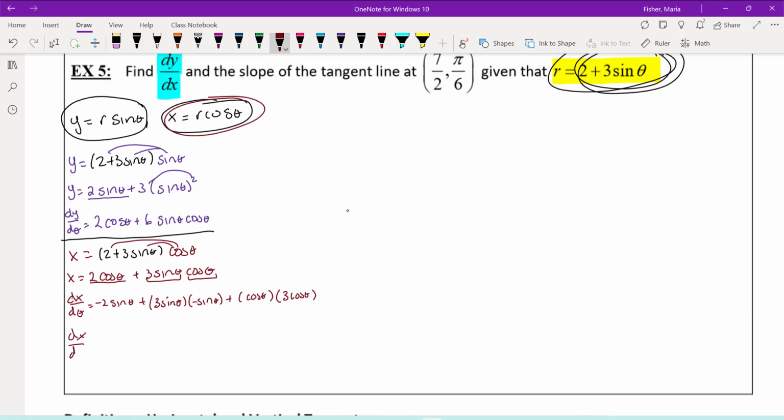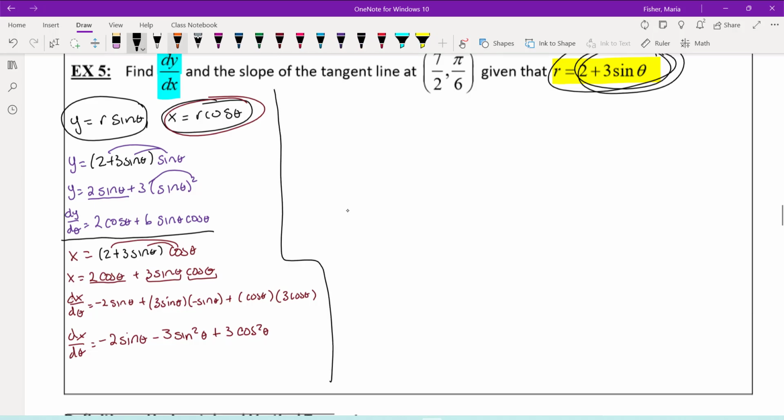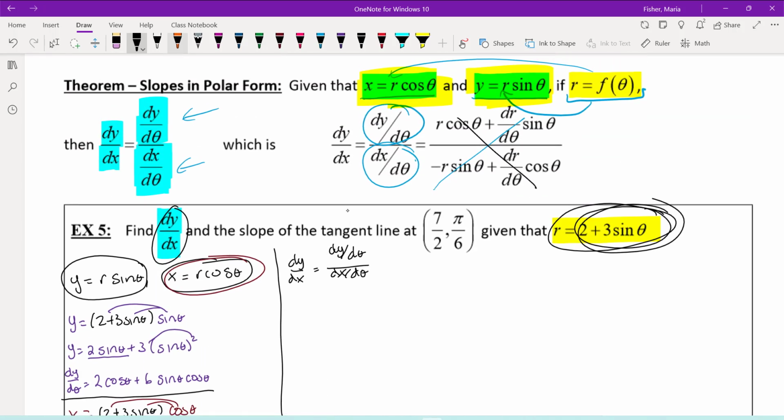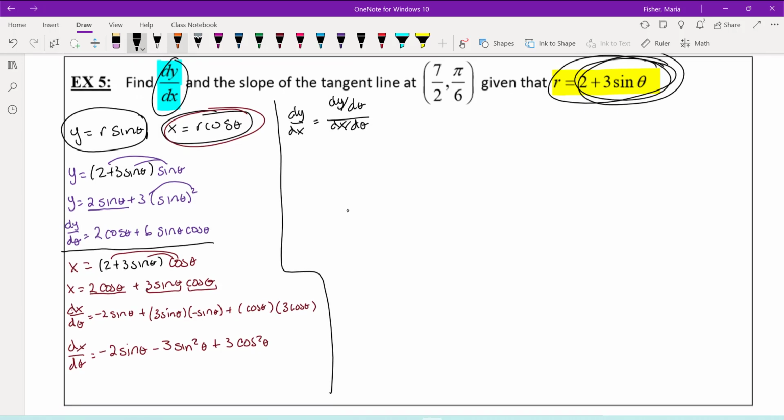Distributing, I end up with negative 2 sine of theta minus 3 sine squared theta plus 3 cosine squared theta. So now I need to find dy/dx because I was asked to find dy/dx. Now dy/dx, we find it just like we did in parametric. dy/dx is going to equal dy/d theta over dx/d theta. So you don't need to memorize this formula as long as you convert your given into what y is and what x is in polar, and then find those derivatives.